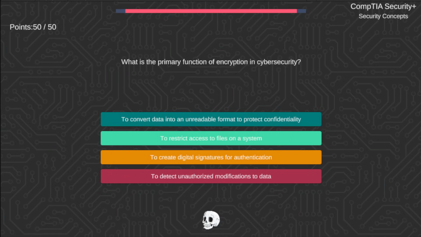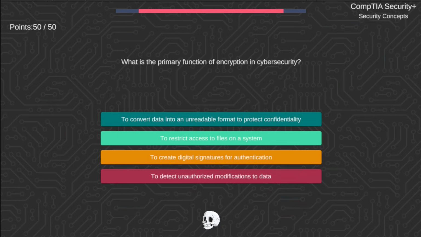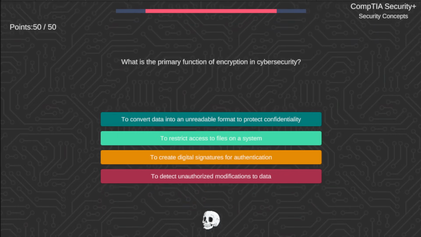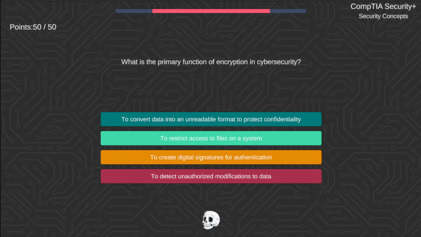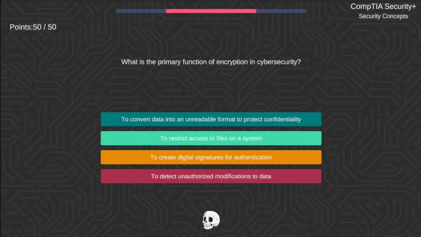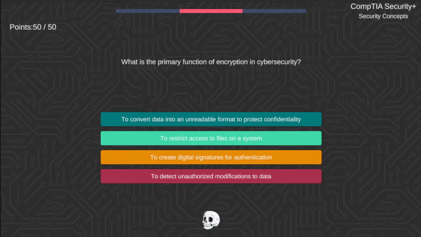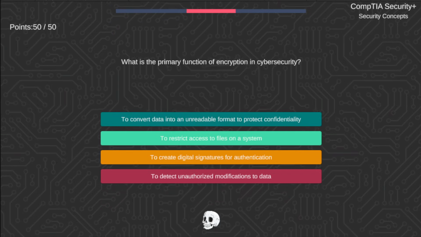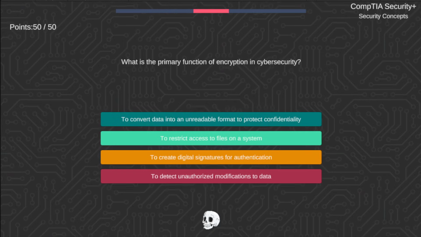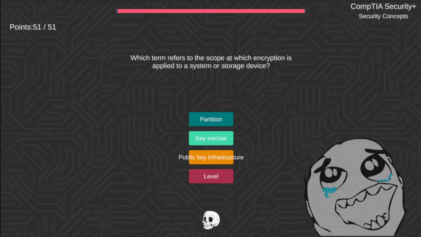What is the primary function of encryption in cybersecurity? To convert data into an unreadable format, to protect confidentiality, to restrict access to files on a system, to create digital signatures for authentication, or to detect unauthorized modifications to data. Primary function of encryption in cybersecurity. Correct answer is to convert data into an unreadable format to protect confidentiality.